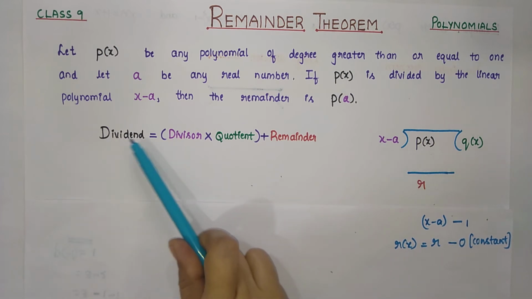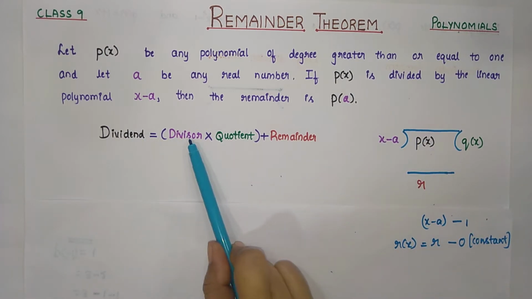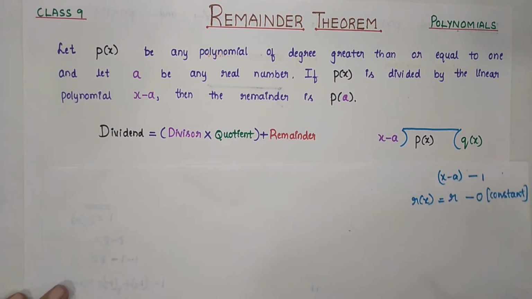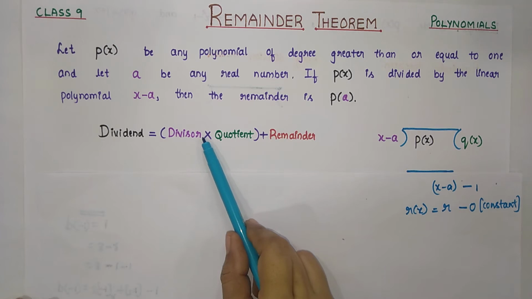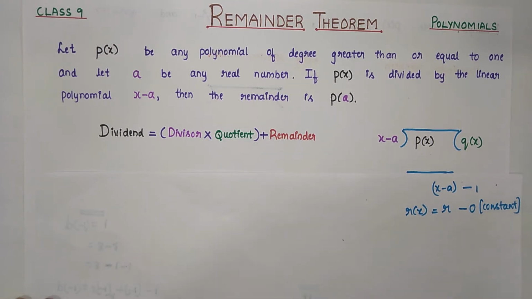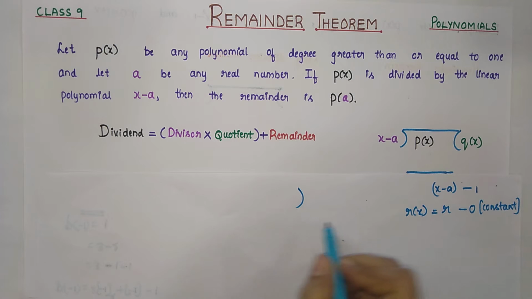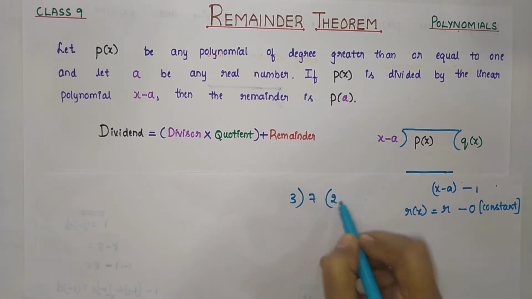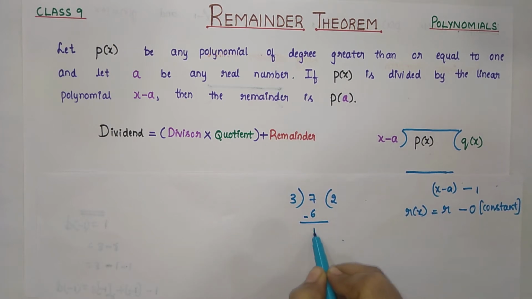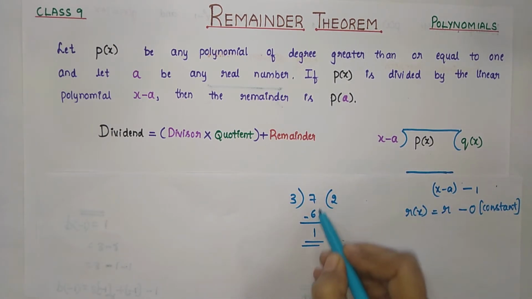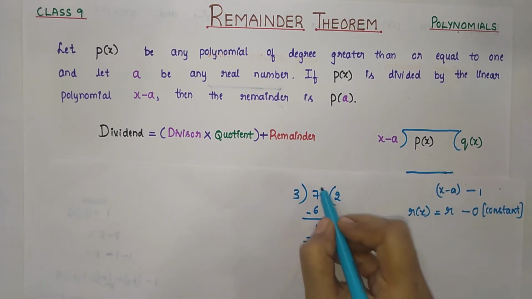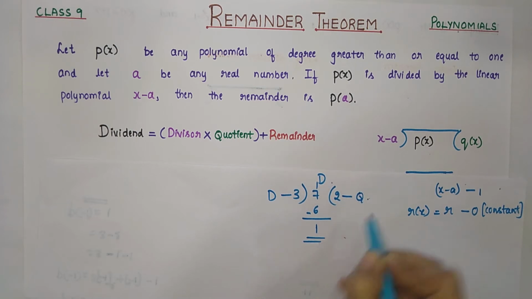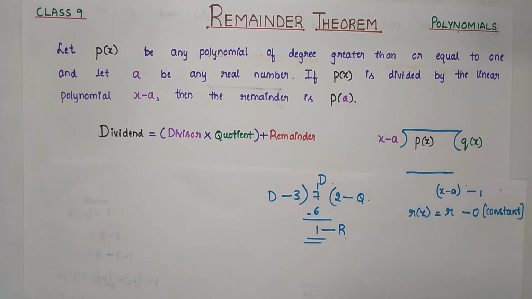And we can write the dividend is equal to divisor into quotient plus remainder. If you want to know why I have written dividend is equal to divisor into quotient plus remainder, let me give you a simple example of numbers. So if you divide 7 by 3, 3 2s are 6. We have to change the sign here. So 7 minus 6 is 1. So we get remainder as 1. So here dividend is 7, divisor is 3, quotient is 2, and 1 is the remainder.